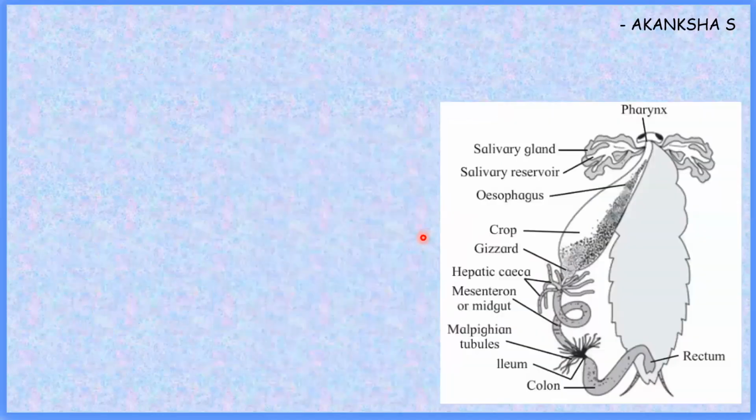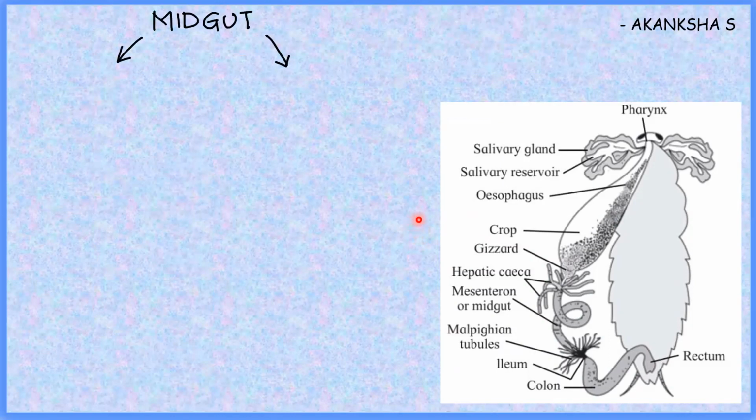After the foregut, we have the midgut or mesenteron. The midgut has only 2 parts. What are the 2 parts? Stomach and hepatic ceca. Some people also call it caeca. Ceca or caeca both mean the same, nothing different, so you can pronounce it the way you want.